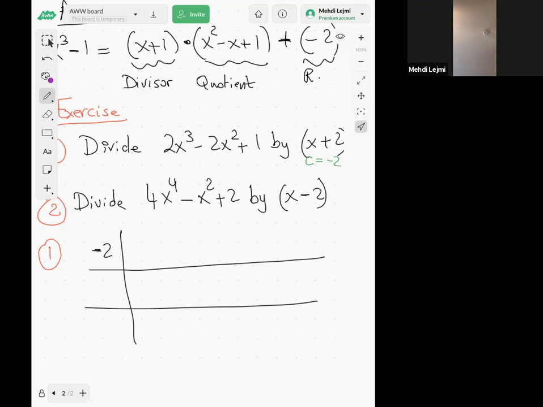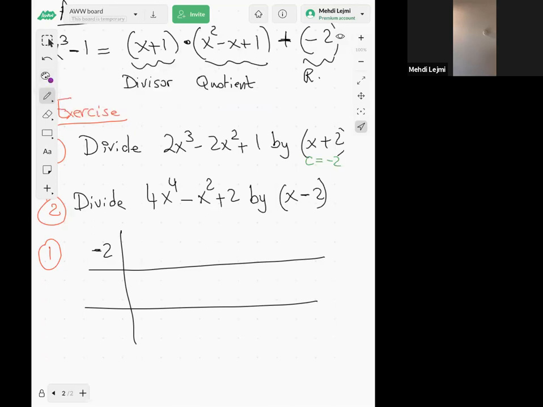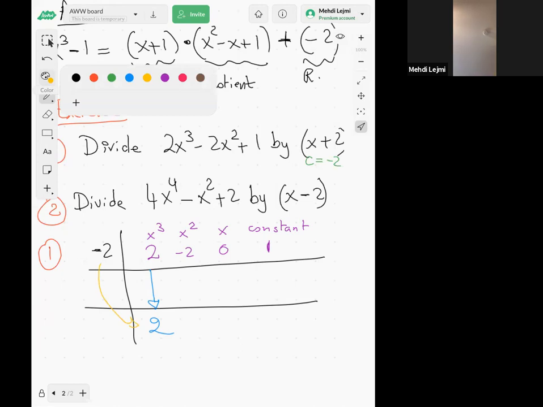So for the dividend, we have 2x cubed, and then for x squared, we have negative 2. For x, there's no x, so you have to put 0 under x, and then the constant is positive 1. All right, so bring down the 2 here. Multiply by the negative 2. So negative 2 times 2 will be negative 4. We add up negative 2 and negative 4. That will be negative 6.